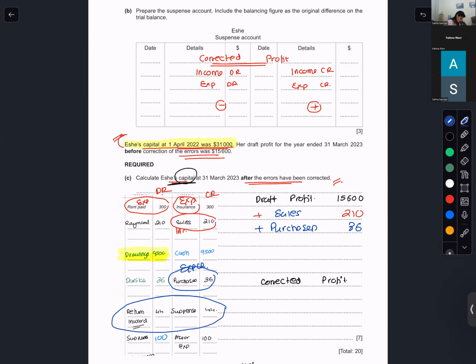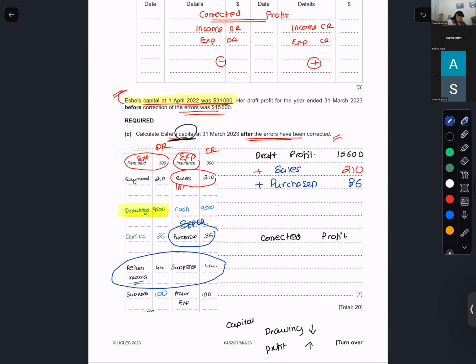Return inward is an expense. Sales is an income. Sales return is an income reduced. It is not an expense, it is income reduced. We treat it like an expense, we give it a treatment like this. So this is basically like an expense. But expense debit, so minus.